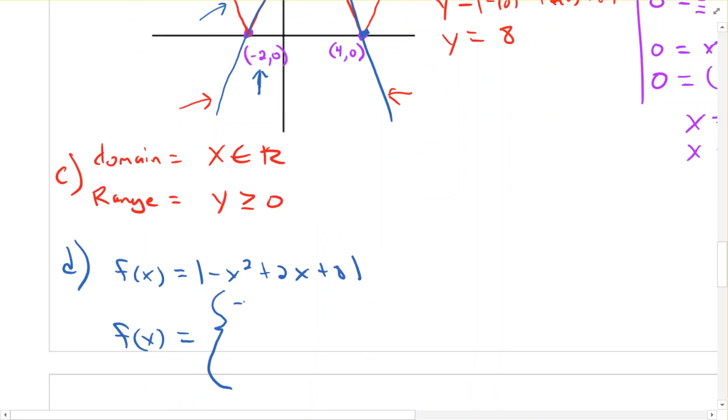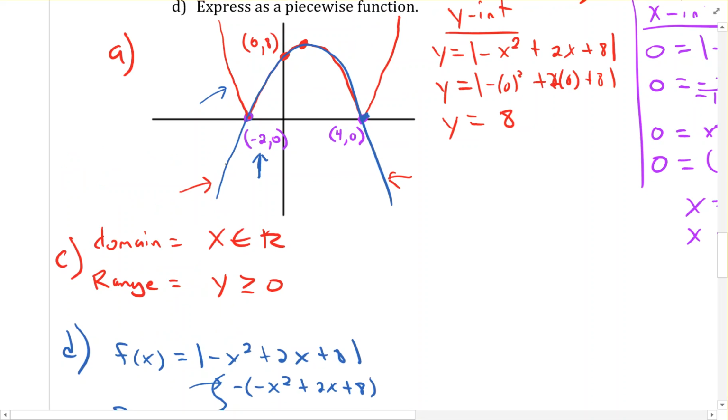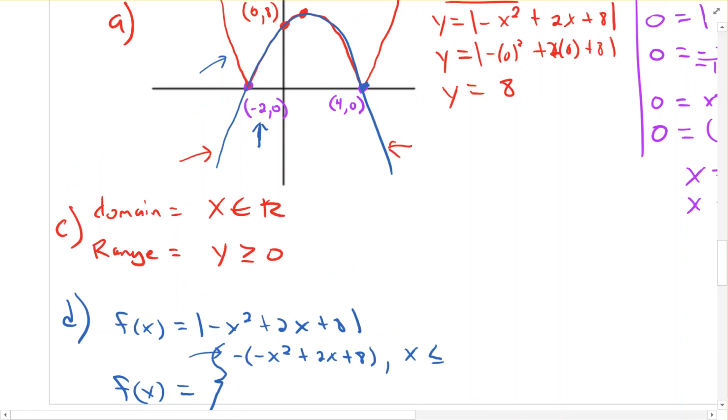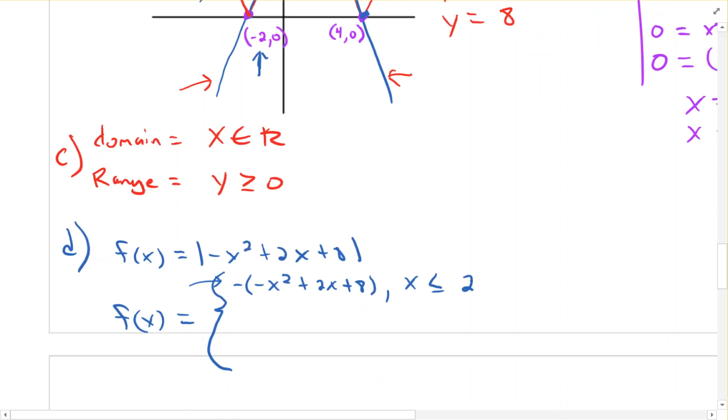In order to flip it, all I did was take the negative of that original function. So just go negative and then put that whole function in there. So negative x squared plus 2x plus 8. You can think about that negative symbol as just saying we flipped it. And we did, because it was blue and then we flipped it upside down. So that's when x is less than or equal to negative 2. Okay, hopefully you're following me.